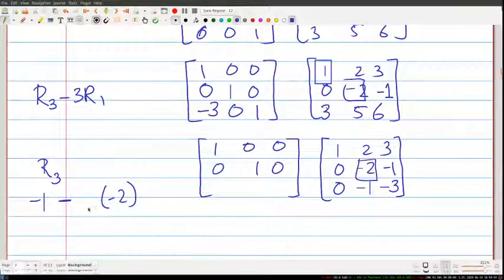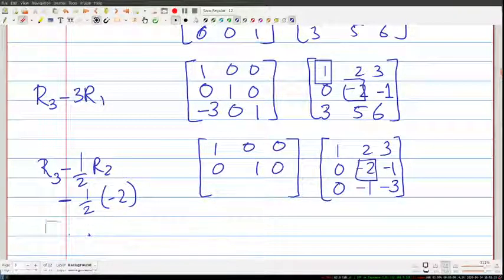So what will I need to multiply with row 2 so that I can do minus 1 minus something and I get 0? So I know that this needs to be minus 1 plus 1, right? So to get plus 1 here, I already have a negative sign, so I don't need to put any more negative signs here, and I can just put a half here. So row 3 minus half times row 2 should do the trick for me.